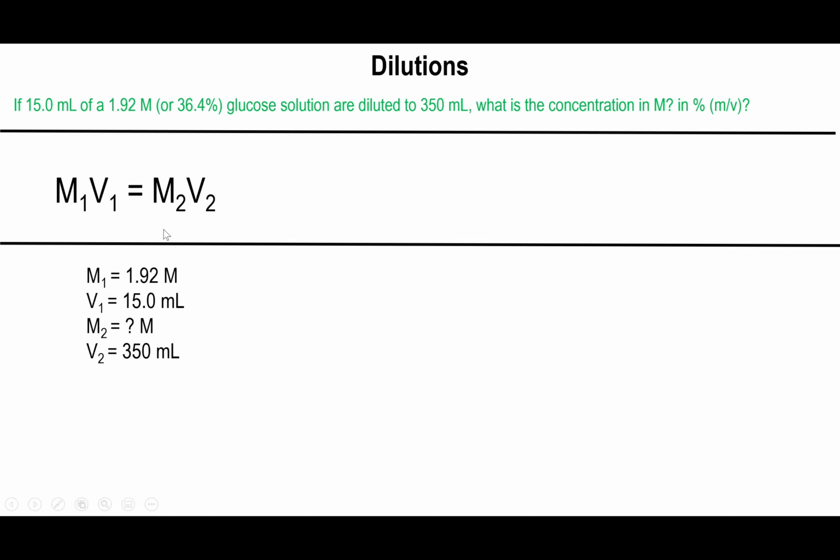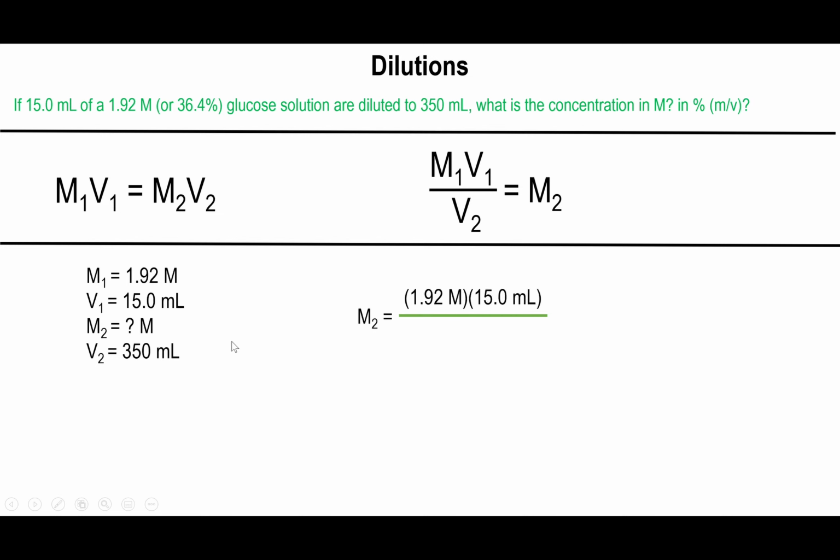In order to do that, we need to divide both sides by V2, which will change the equation to look this way, right? M2 equals M1 V1 over V2. And now that we have listed what corresponds to what, it's just a matter of plugging in the values, right? So M2 is going to be equal to 1.92, the initial molarity, times the initial volume, 15 mLs, divided by the final volume, 350 mLs.